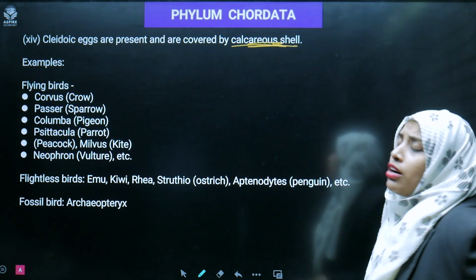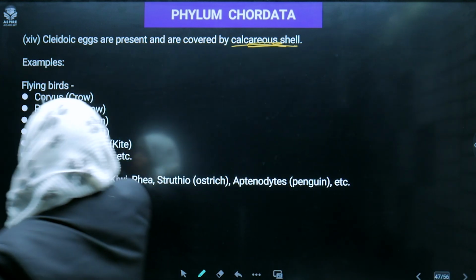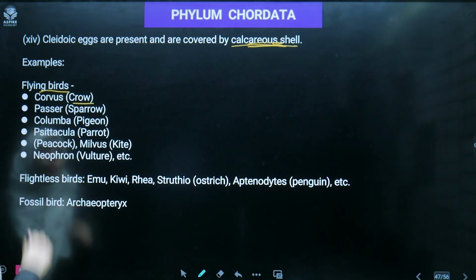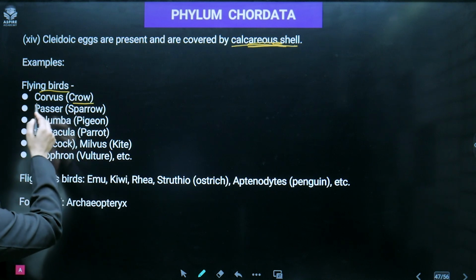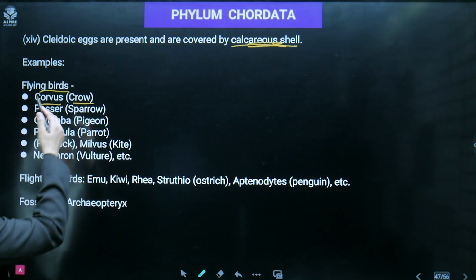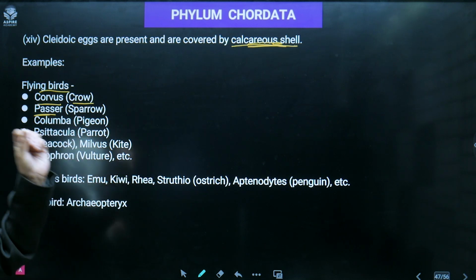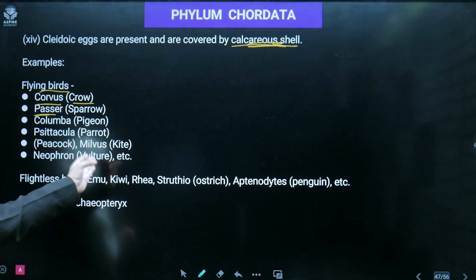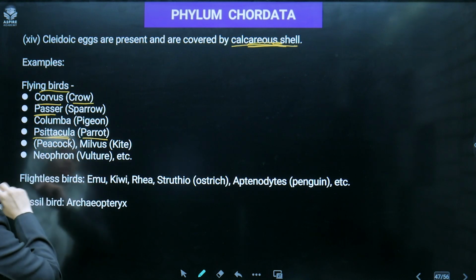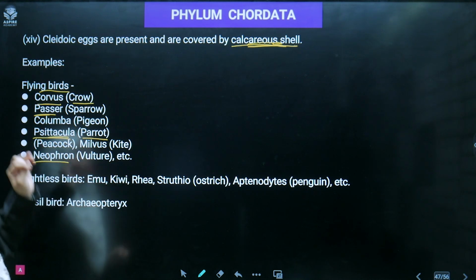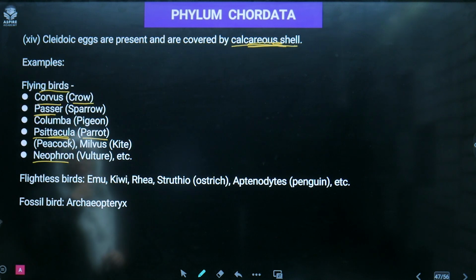And what about the organisms? What are the examples of this? Flying birds, if we look, are crow, sparrow; these are the common names and these are the scientific names. Crow, Corvus, the genus name. Passer is the sparrow. Columba is the genus for pigeon. Psittacula for the parrot. Peacock is also there. All these belong to Aves, or we can simply say birds.